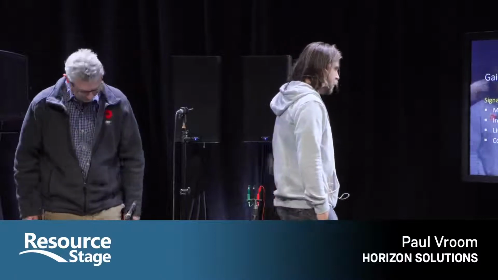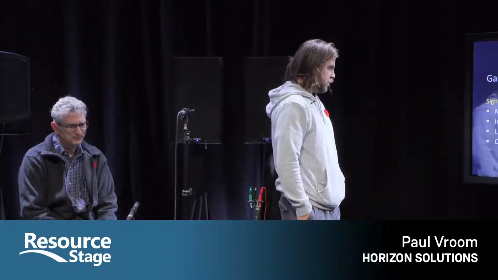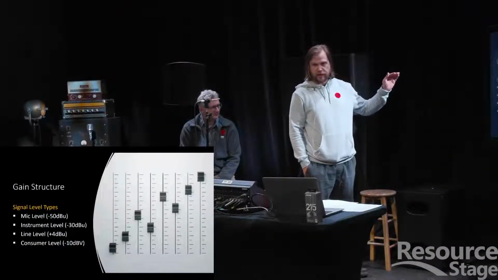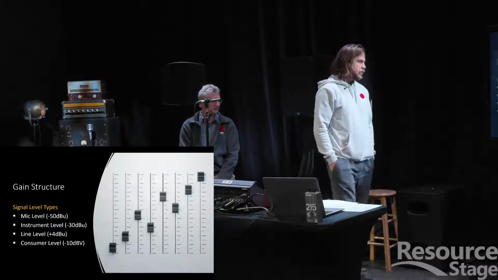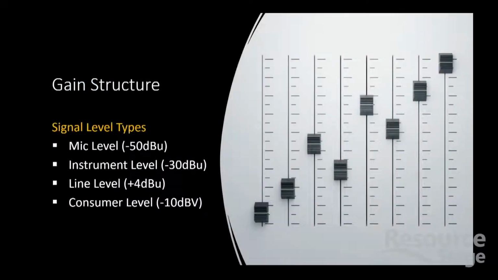First thing we wanted to cover is gain structure, which is quite critical in any given audio system, especially in professional audio systems. We'll start here with the different types of signal levels that you can encounter in any given professional audio system. We have mic level, which is the quietest we have on this list, -50, quite quiet. Instrument level, -30, a little bit louder. Line level, which is what any mixer or professional outboard equipment would operate at. And consumer level, which we try to avoid, but it does happen from time to time.